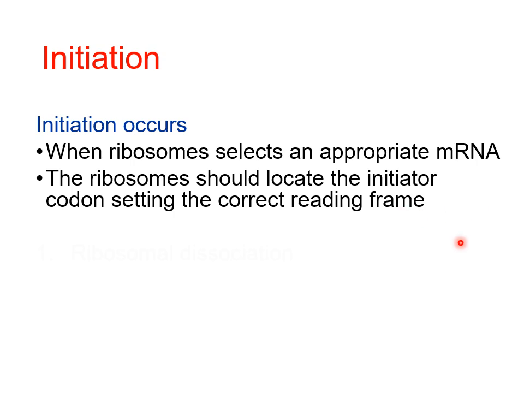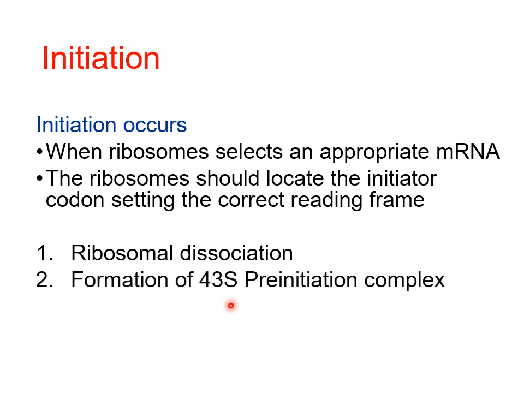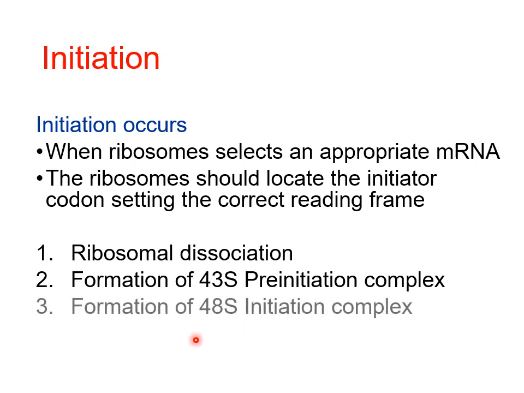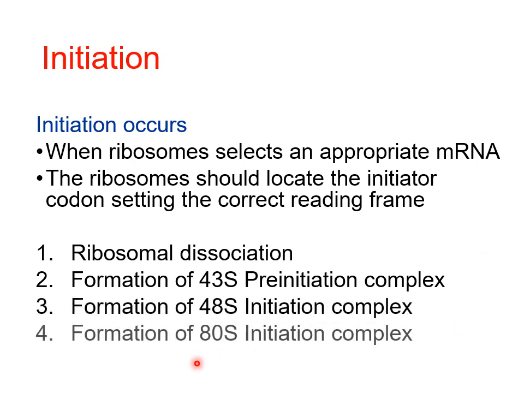Now, initiation also occurs in 4 steps. The first step is ribosomal dissociation, then the formation of 43S pre-initiation complex, the formation of 48S initiation complex, and the formation of 80S initiation complex. Now, these numbers 43S, 48S, and 80S refer to the ribosomes, and remember, the ribosome structure is made up of 80S, which has 2 subunits, the larger 60S and the smaller 40S.